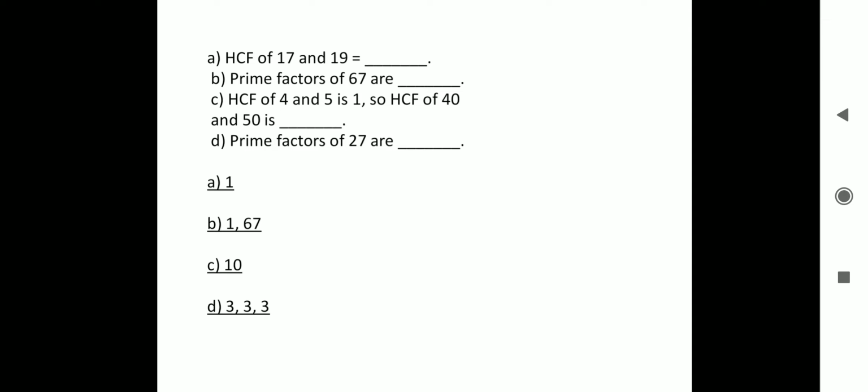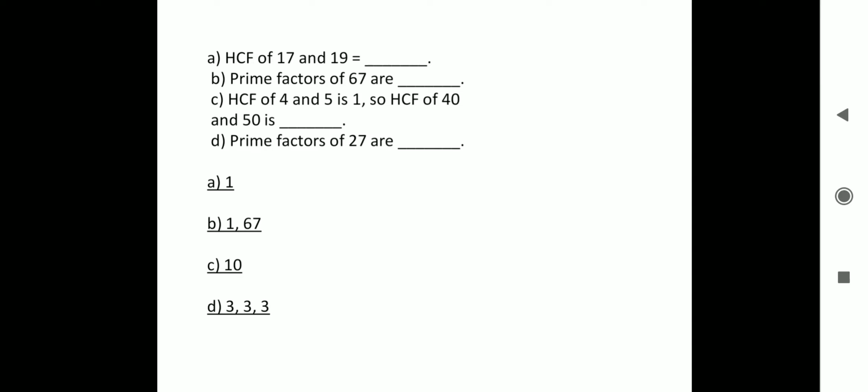Then prime factors of 67. 67 is a prime number. A prime number has only 2 factors, 1 and the number itself. So it is 1 and 67. Now they are asking HCF of 4 and 5 is 1. So HCF of 40 and 50, I repeat, 40 and 50. You have to find the factors of 50 and factors of 40. You will get 10, because it is 4 tens and 5 tens. So here 10 is the highest common factor.